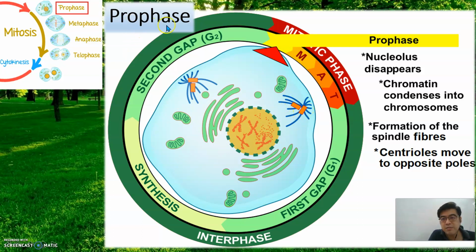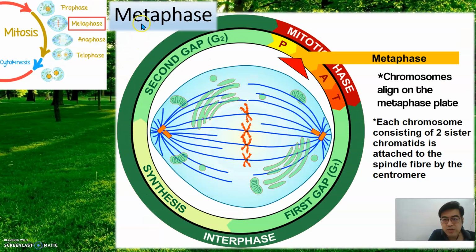So this is basically prophase. Everything's getting ready. Now we move on to the second stage, which is the metaphase. Meta means middle, and as you can see, all the chromosomes are aligned at the metaphase plate, also called the equatorial plane. Okay, in the middle here. Then each of the chromosomes consists of two sister chromatids. They are attached to the spindle fiber, the long blue line here, by the centromere.